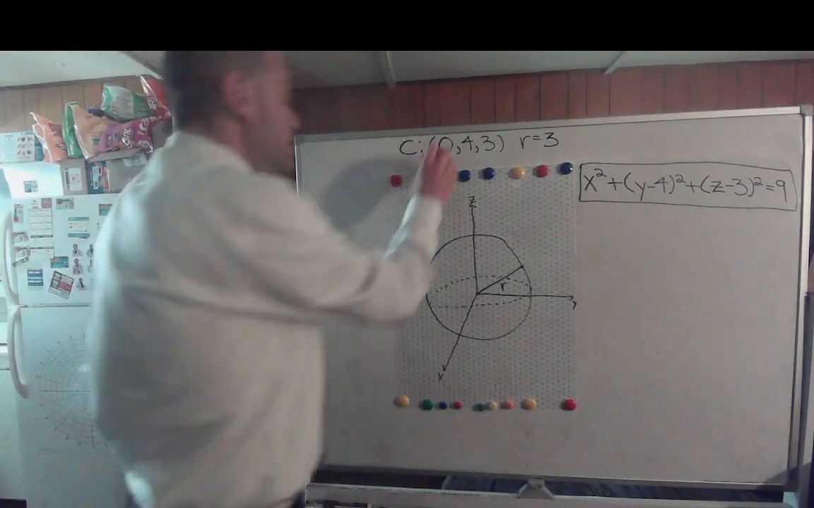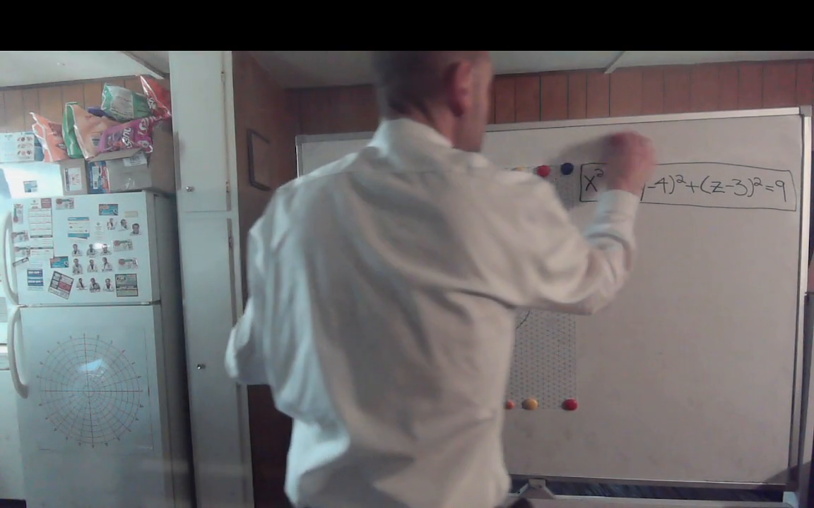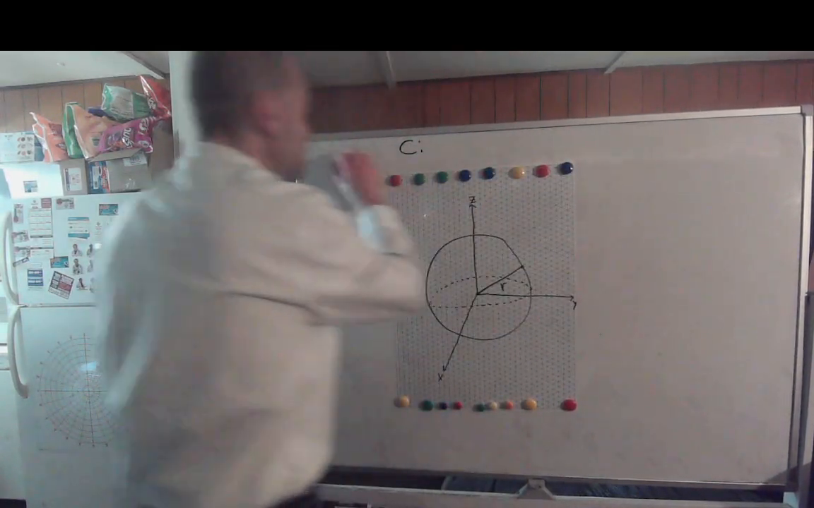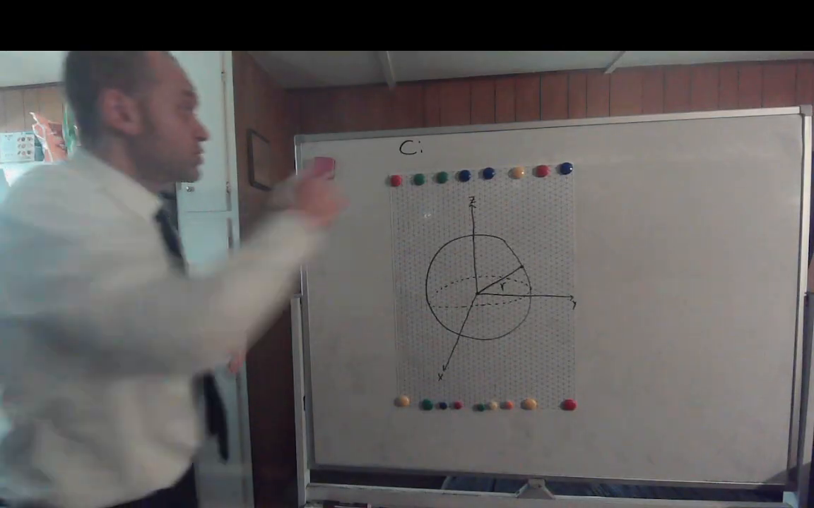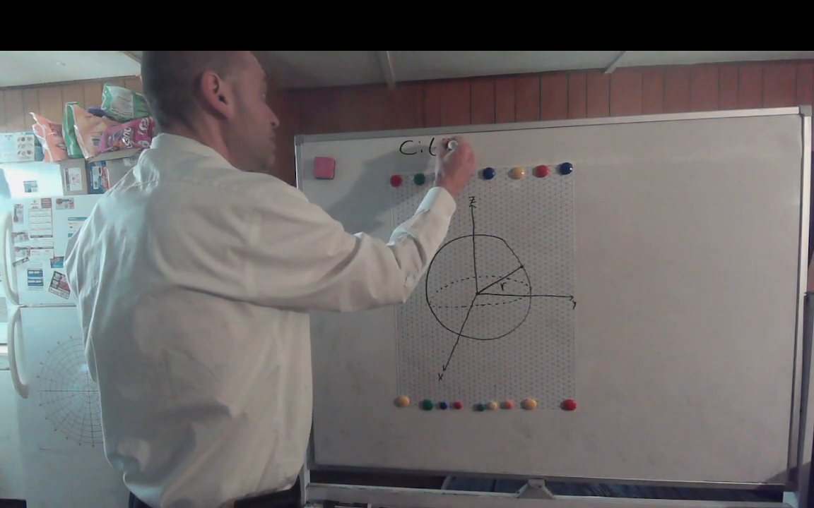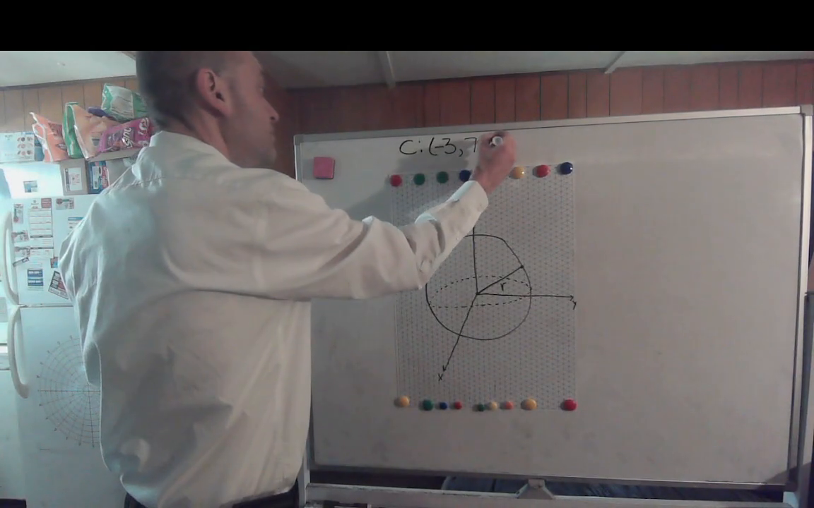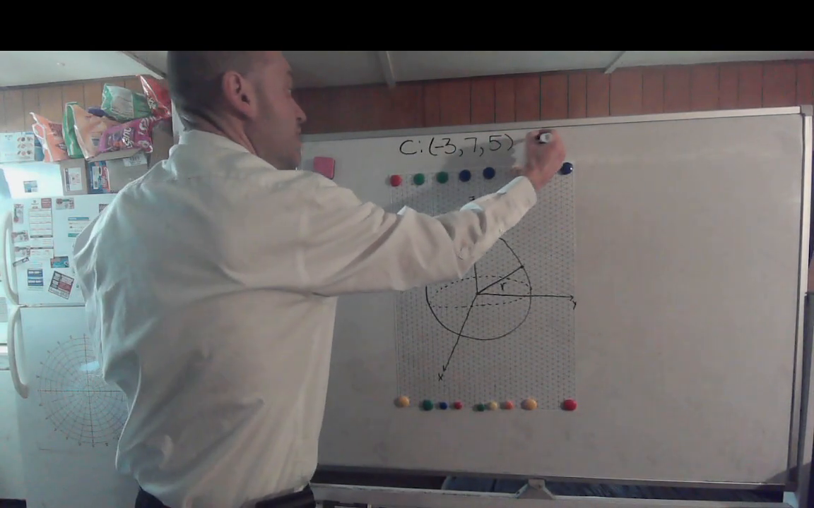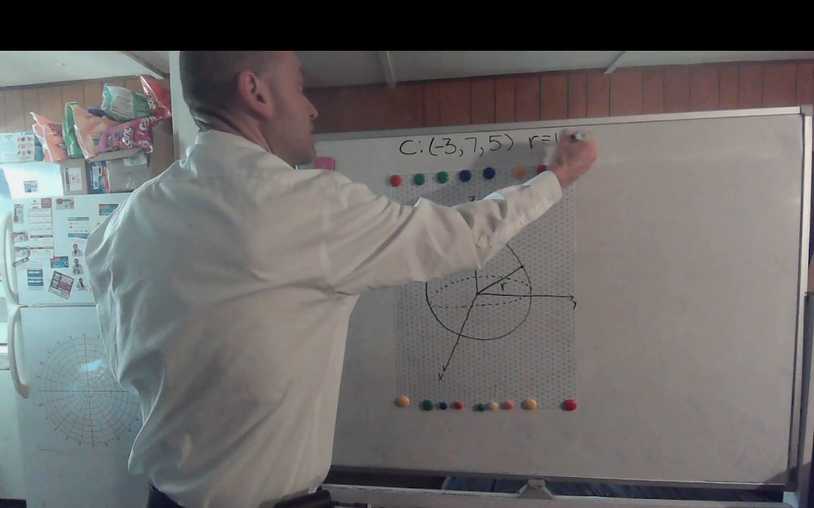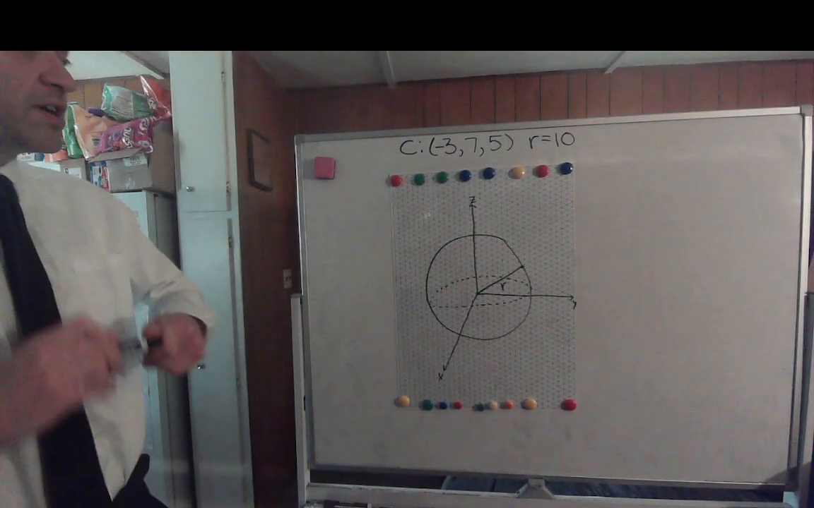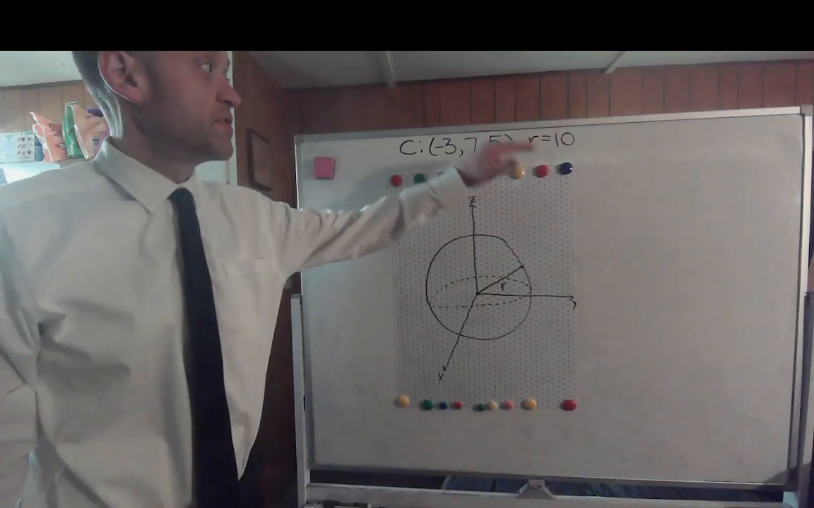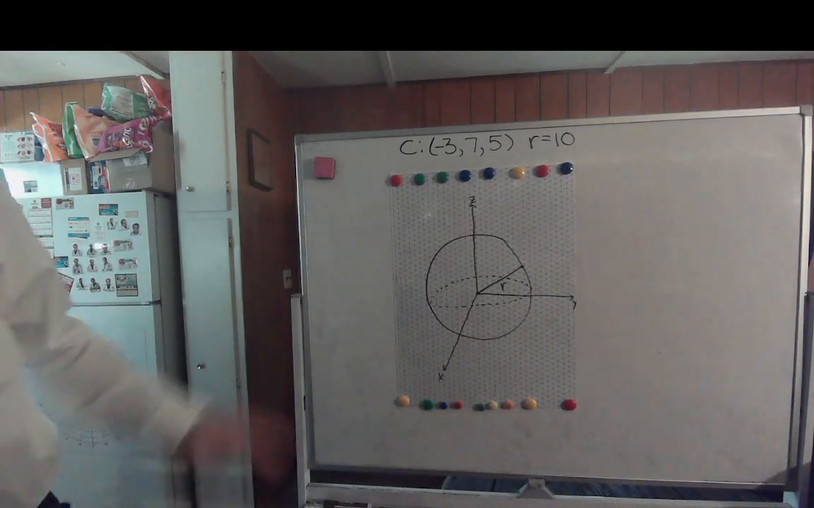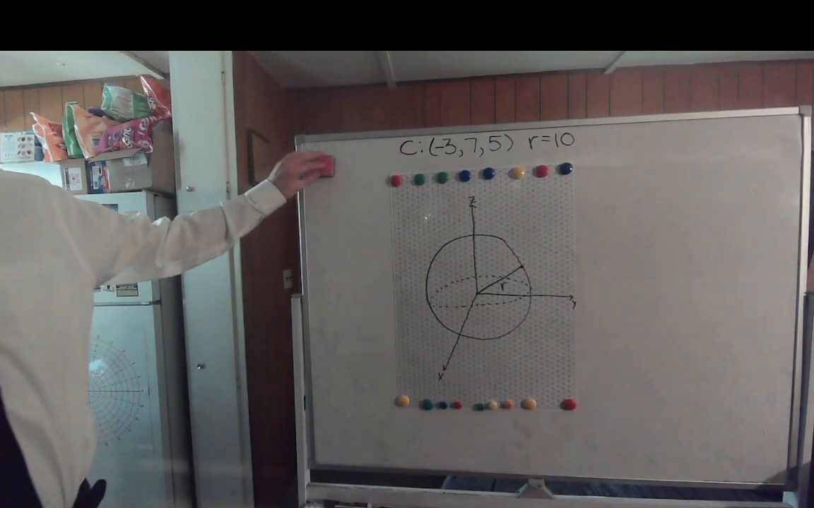Let's do another one here where you're given the center and the radius. So the center is going to be at negative 3, 7, 5, and then you have a radius of 10. Alright, so we have a sphere with the center located at negative 3, 7, 5. The radius of the sphere is 10. We need to find the equation of the sphere.